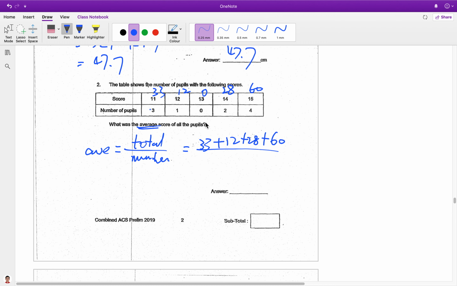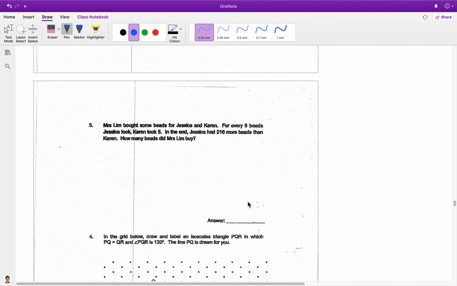So how many students here? Well, number of pupils 3 plus 1 plus 2 and 4, right? It's 1, 2, 3, 4. So 2 plus 3 is 5. 5 times 2 is 10. Gives 133 divided by 10. So the average score is 13.3.